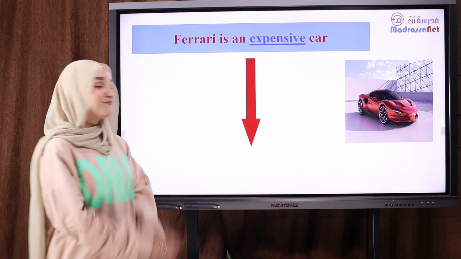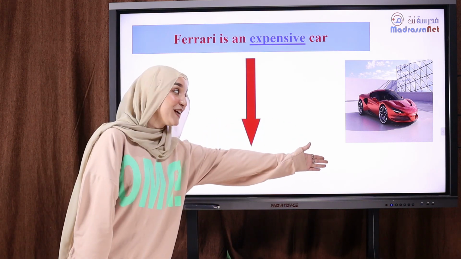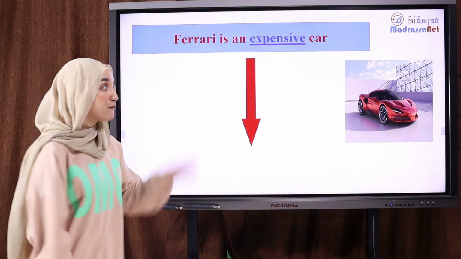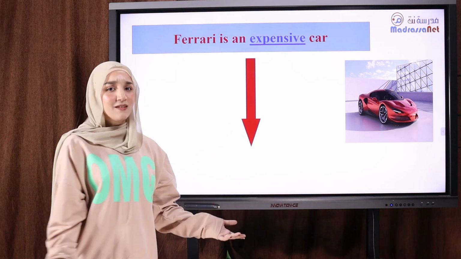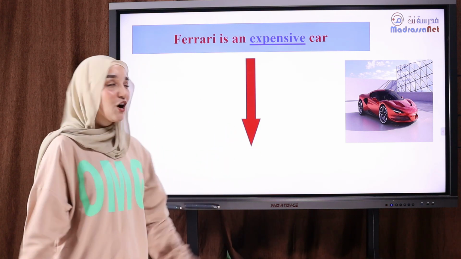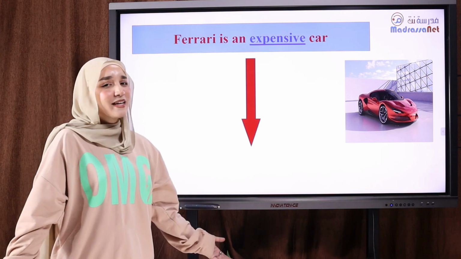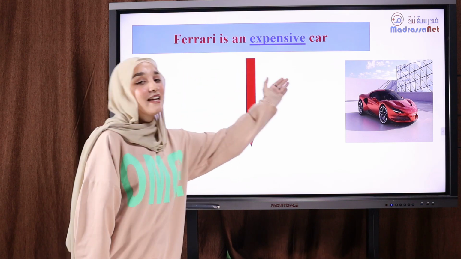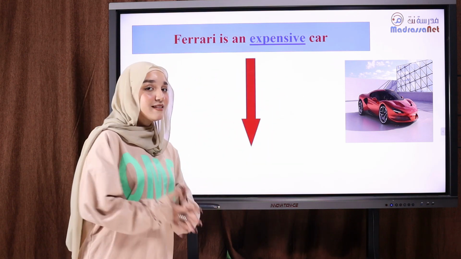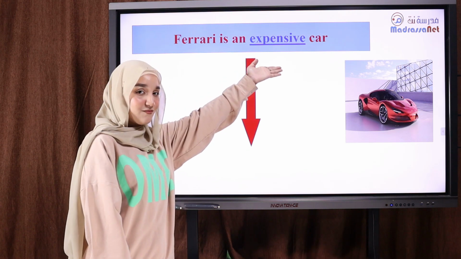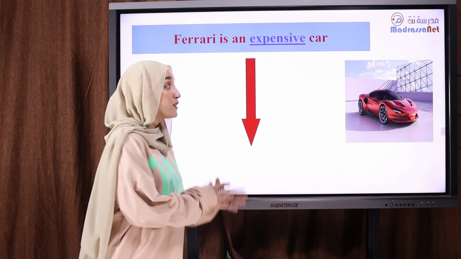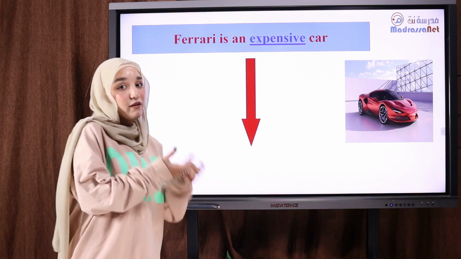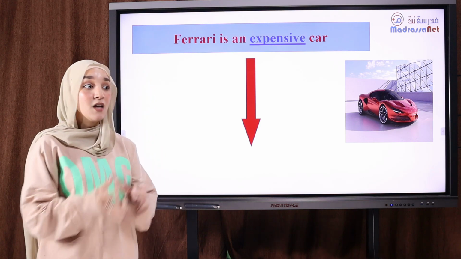The very first example, please do take a look at the picture. Ferrari is an expensive car. Yes, it is expensive, and it is a beautiful car. I'm pretty sure no one can afford it. Well, not everyone can. So, Ferrari is an expensive car. Where is the adjective here? Very good. Expensive. So we are describing the car being expensive, meaning we can't afford it. Okay? It costs a lot of money.